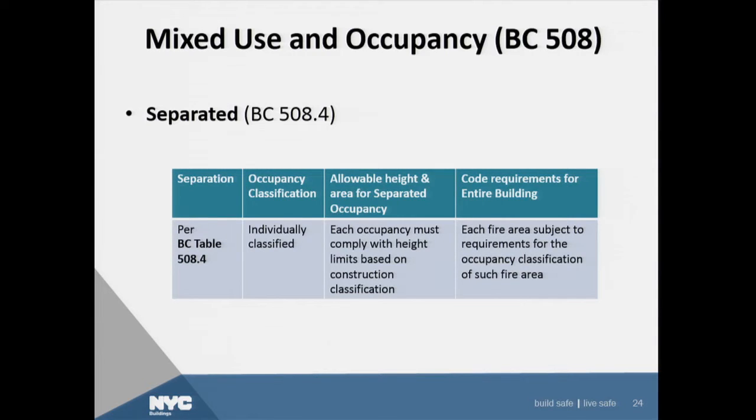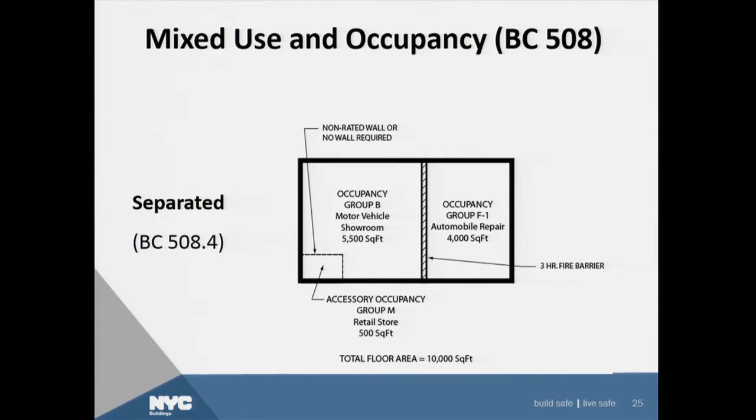Separated occupancies. So we have table 508.4 for separated occupancy, and it talks about the height limits and the construction classifications of each individual occupancy. And again, these are individually classified, and they're subject to the requirements for each area. Moving to the example. Okay, you can see that between group B and group F1 occupancy here, there's a 3-hour fire barrier requirement.